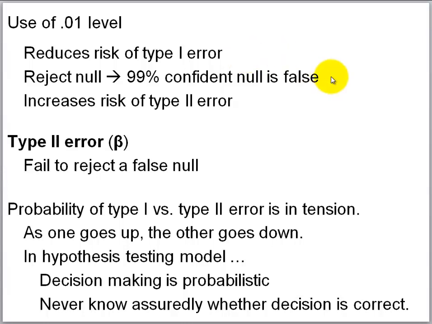So when you select the 0.01 level, and let's say that you indeed do reject the null, you can have 99% confidence that the null is false. In essence, you can have 99% confidence that you haven't made a type 1 error. So basically that's a good thing. When you reject at the 0.01 level, you have increased confidence that the null is indeed false, and increased confidence that your decision to reject is indeed the correct one.